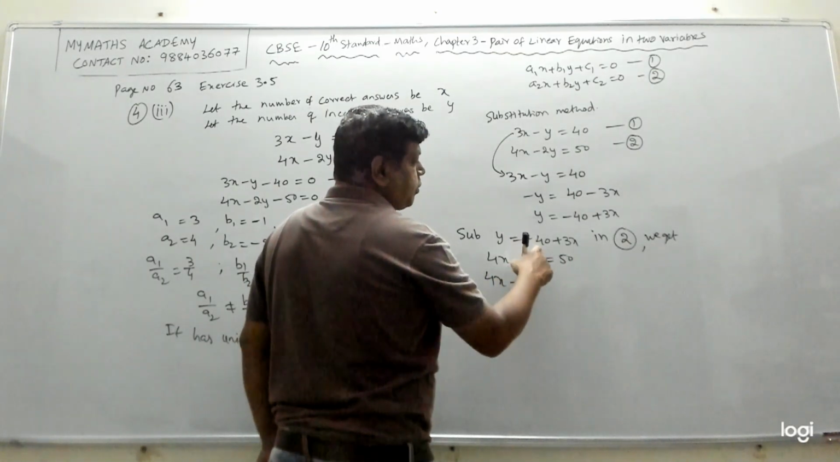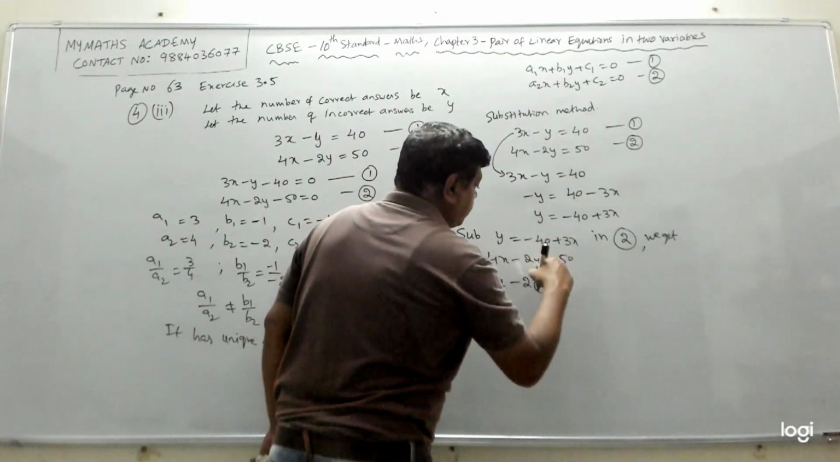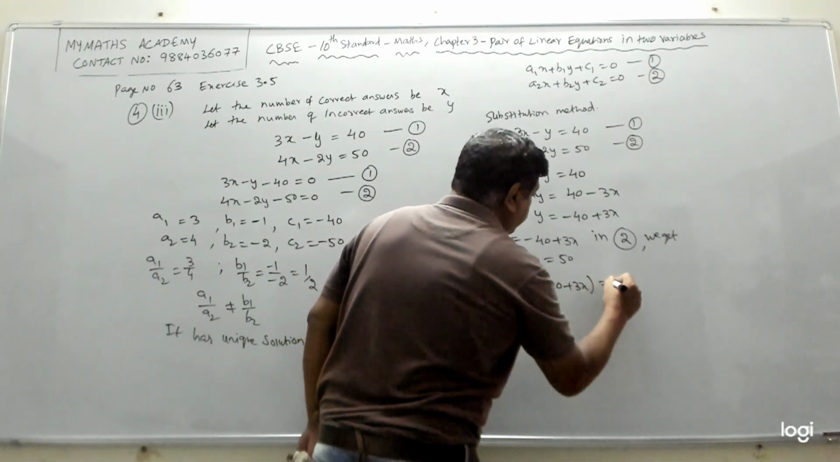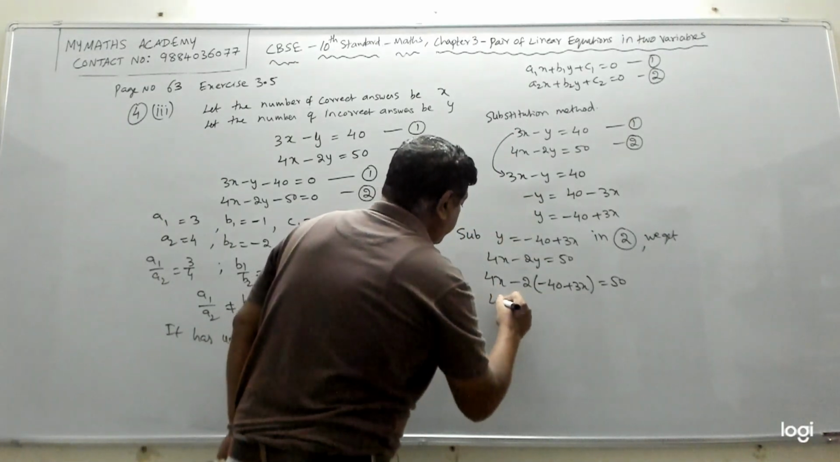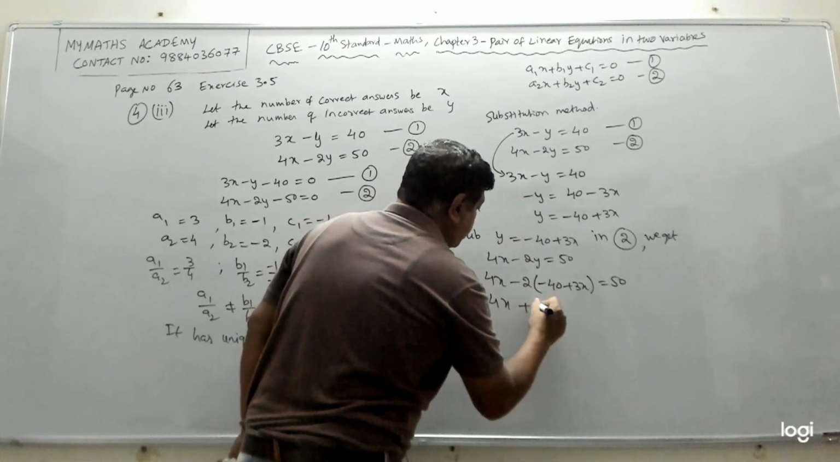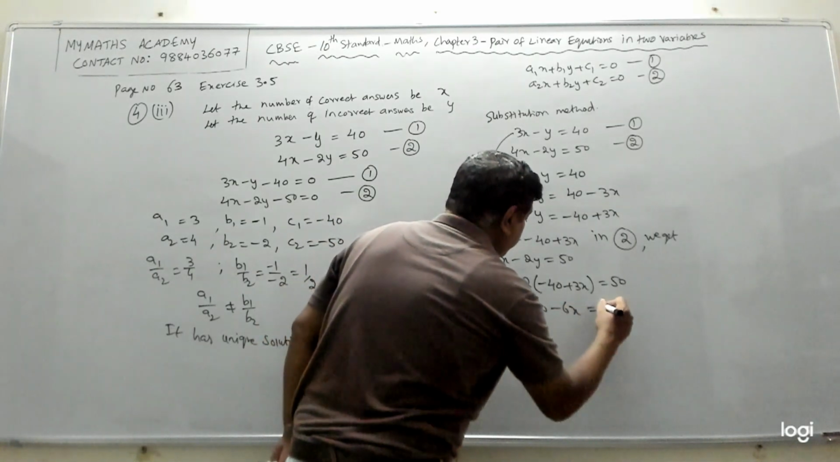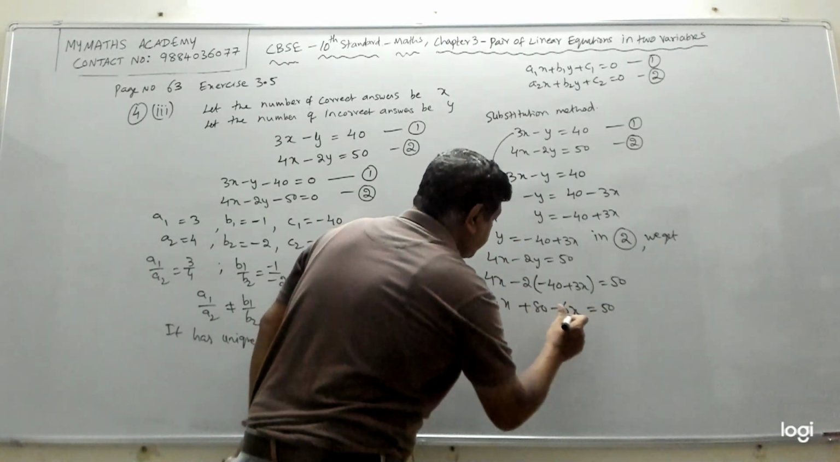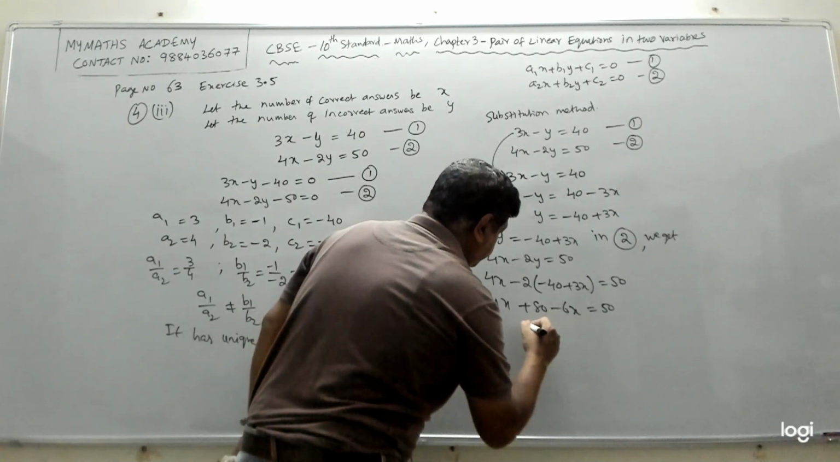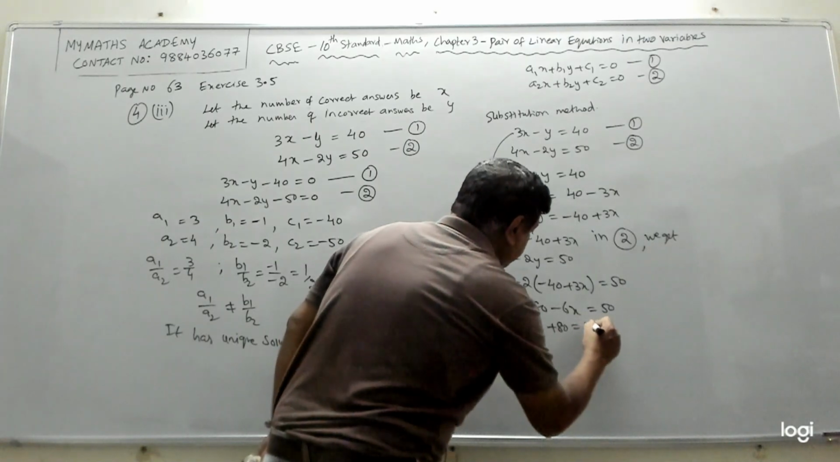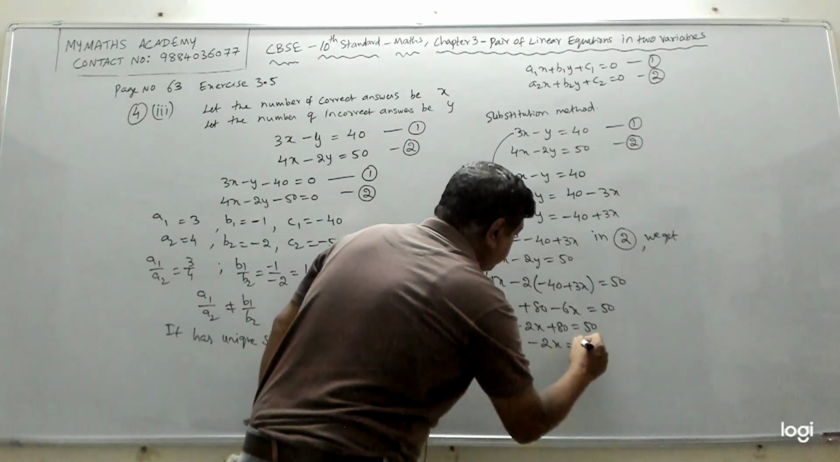Now let's substitute in 4x minus 2y. Instead of y, you will substitute minus 40 plus 3x. You have to put the bracket: minus 40 plus 3x, then close the bracket, equal to 50. Now 4x minus 2 into minus 40 is plus 80. Minus 2 into plus 3x is minus 6x, equal to 50. Now 4x minus 6x is minus 2x, plus 80 equal to 50.